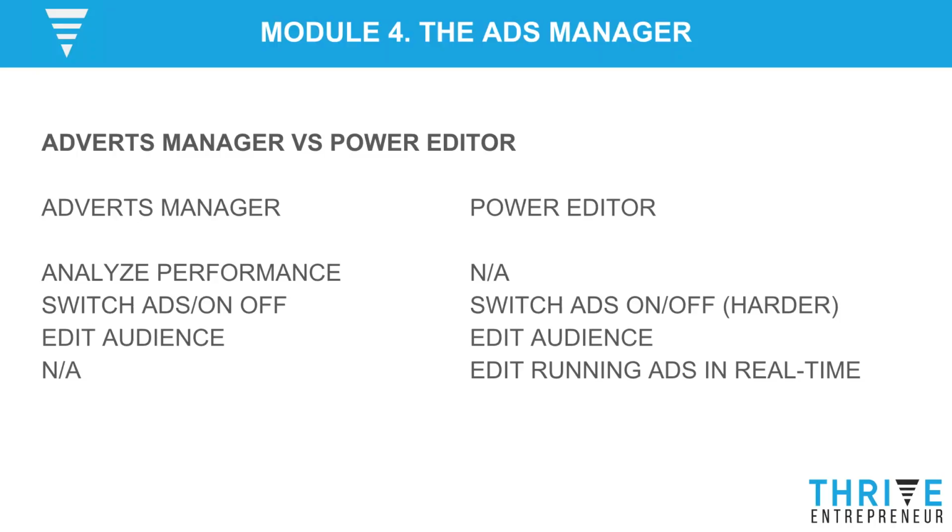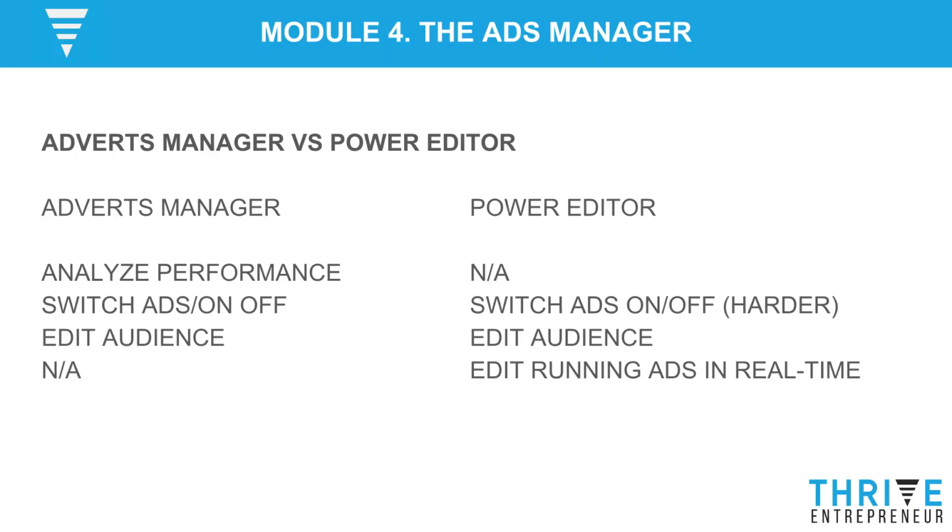And with the adverts manager, you can't edit ads while they're running in real time, whereas with the power editor you can. So that means if you've already posted an ad on your page and it's already running and it's already getting likes and it's already getting engagement, then with the power editor, if you created that ad in the power editor, then you can go into the power editor and you can edit it, which will pause the ad while you're editing it, and then you can submit it again and it will just update the edits.